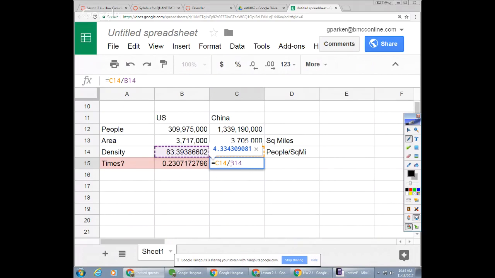I reversed the calculation over here. So here I took the US population density and divided by the China density. So I'm looking at it in the other direction. This one says China's 4 times more dense. What does the 0.23 mean? You could say it's a percent. So how would you phrase it then with the 23%? Well, we would say the US has 23% of China's population density.